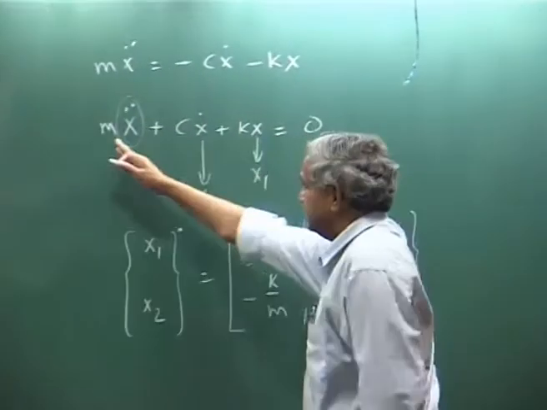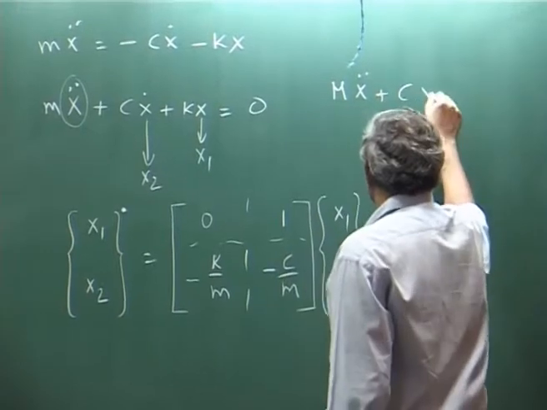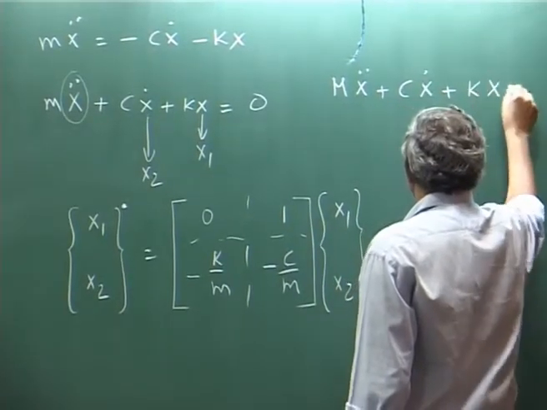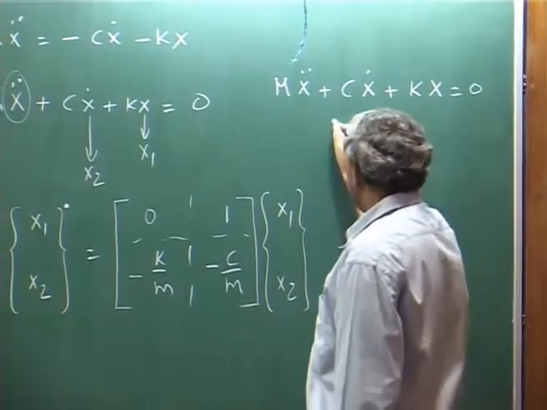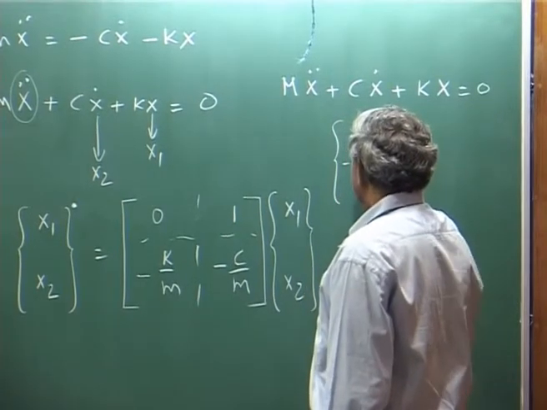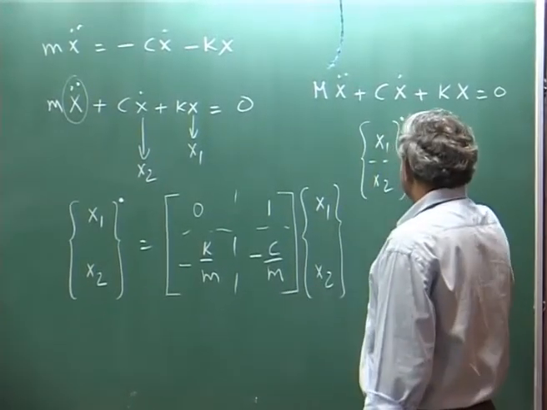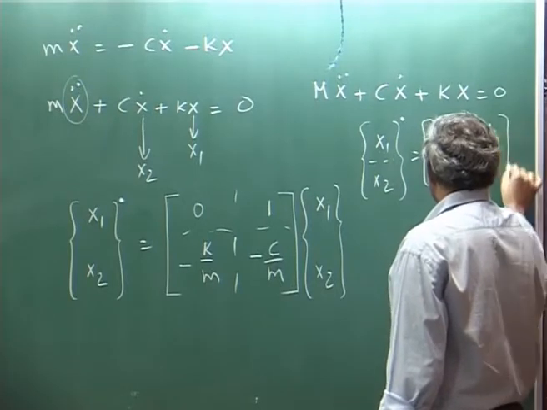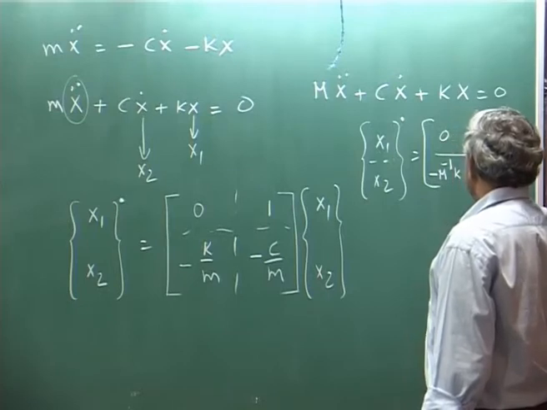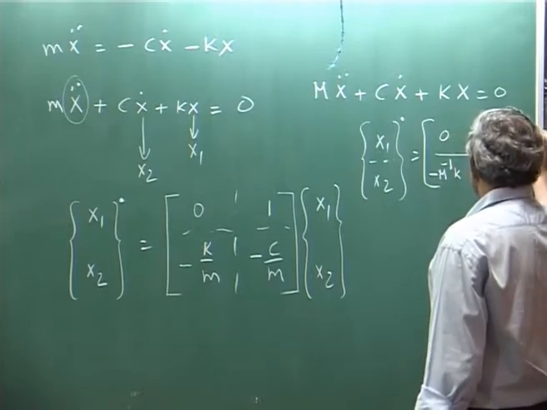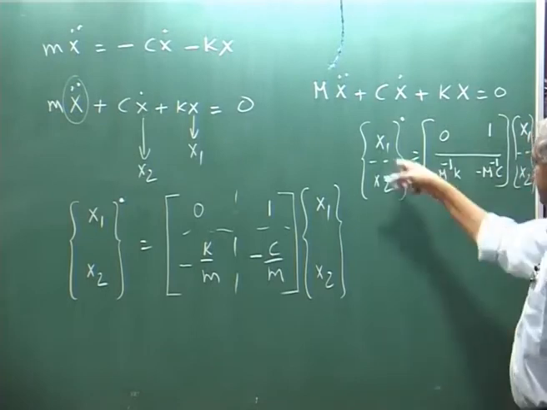What you do is, instead of single values, you may have m x double dot. These are all matrices. Now how will you get the form? You will put x1 x2, because this is again a vector, so you will put dot, you will put 0 1, and here you put minus m inverse k, minus m inverse c, and you will put x1 x2, that is all. This is a matrix, okay.